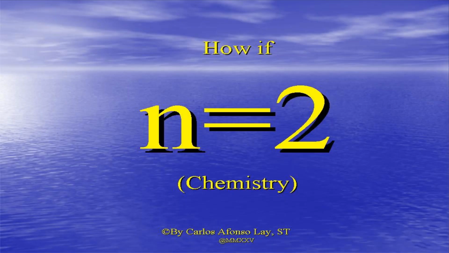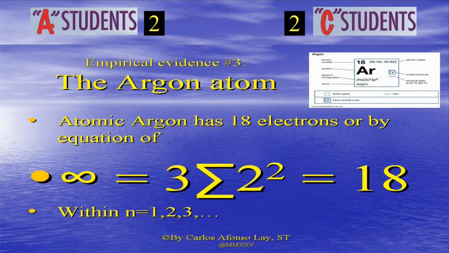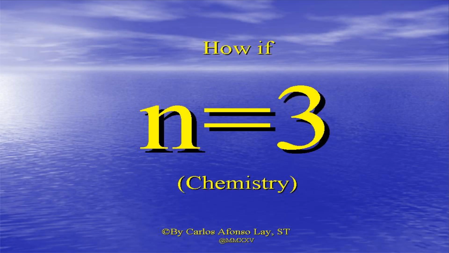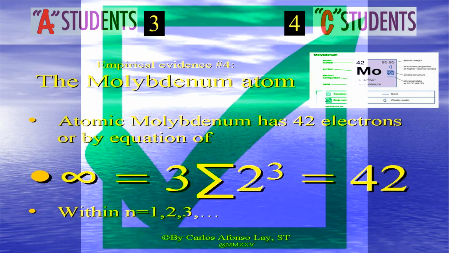How if n equals 2? Chemistry. The defendant is equal to 8, or oxygen. The challenger is argon, or an active electron. How if n equals 3? Still applies in chemistry. The defendant is argon. The challenger becomes 42, or molybdenum.